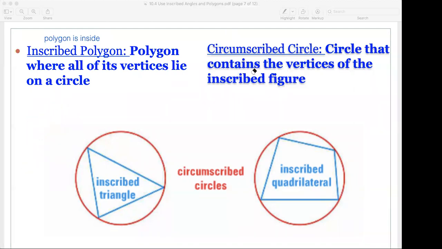Now, a circumscribed circle, this is still the same example, that's a circle around the polygon. Circle around polygon. And the polygon is touching all sides of the circle. No, all vertices of the polygon are touching the circle. There's infinite points on a circle.